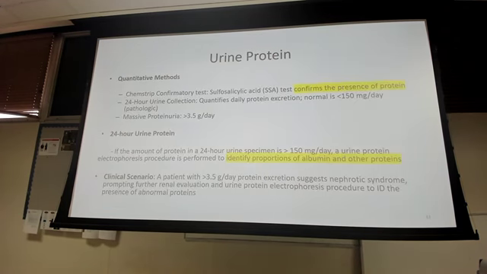So here are some quantitative methods of urine protein. Once we do that dipstick, we see that there's protein in the urine, then that will reflex us, or we will then provide confirmation testing, and the confirmation testing for urine protein is sulfosalicylic acid, or SSA, and that will just confirm that there's protein in the urine.